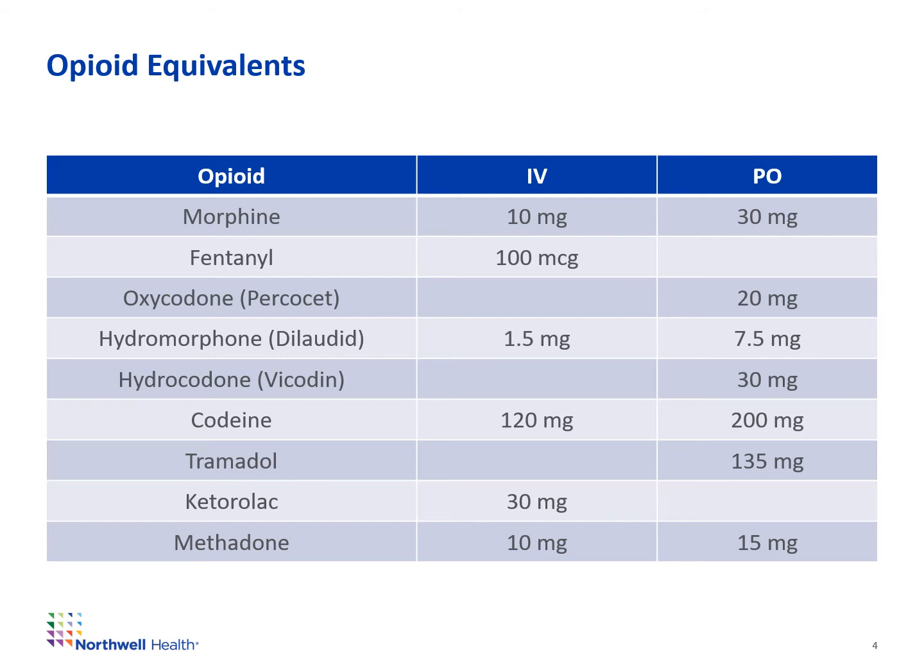So 10 milligrams of IV morphine is going to equal 20 milligrams of oral Percocet, or 7.5 milligrams of oral Dilaudid. Another thing to note on this is ketorolac down at the bottom at 30 milligrams IV is the equivalent of 10 milligrams of IV morphine. So don't discount Toradol as an effective pain strategy.